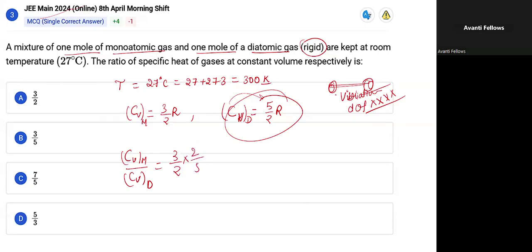This will be 2 by 4, and it will become 3 by 5. So option B is the correct one. I hope that you don't have any kind of doubt in this.